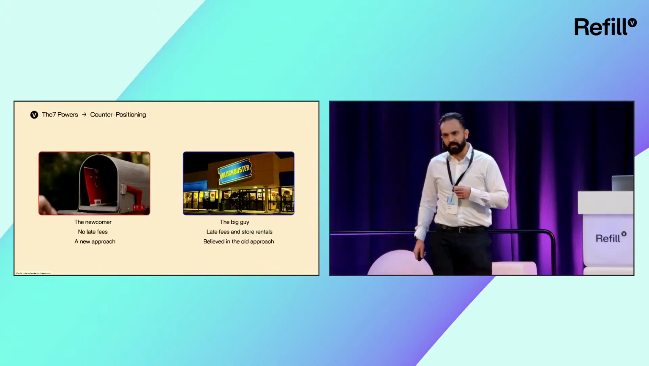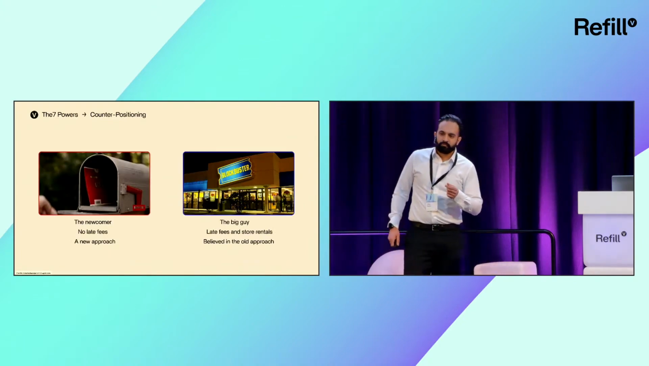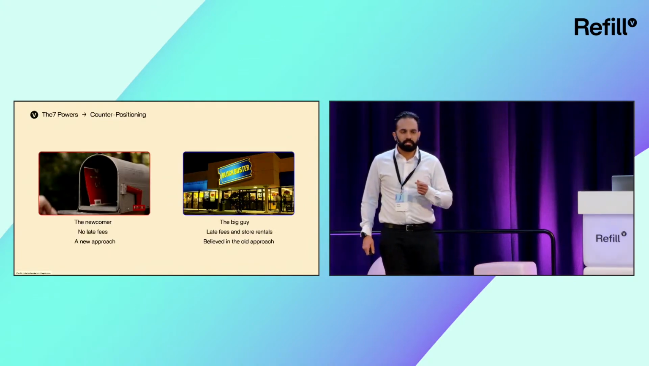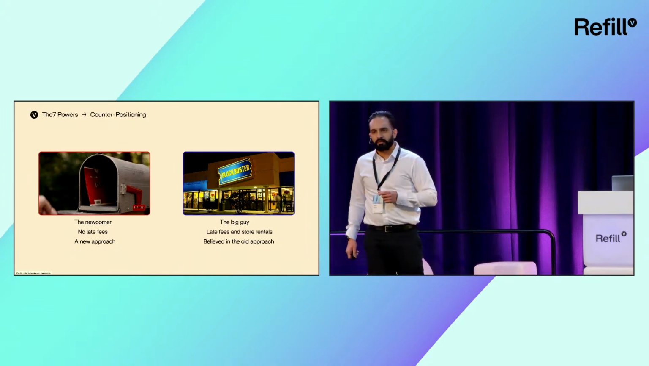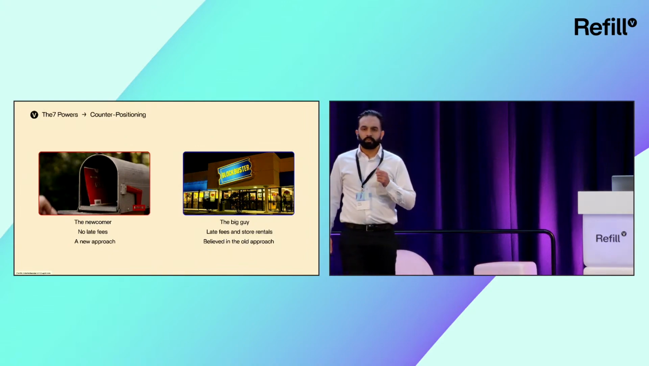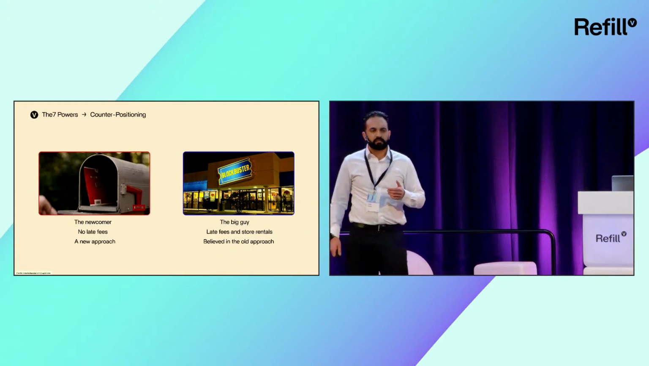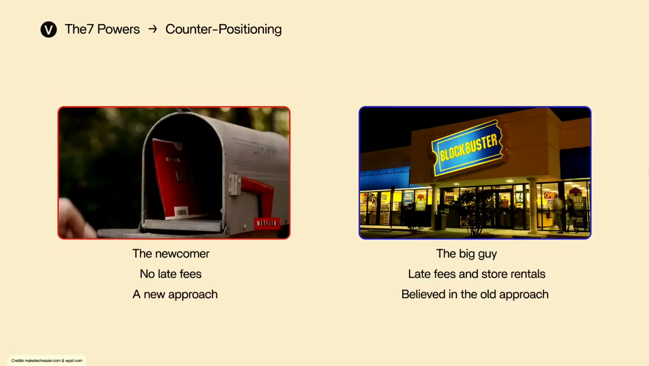This is a very great example, Netflix. In early 2000, Netflix came with a new model, DVD by mail subscriptions. No late fees, a whole new approach. And on the right you have the big guy, Blockbuster, who earns money by late fees and store rentals. What's interesting is that they had a yearly income of $800 million. And there you have the new guy trying to beat this.